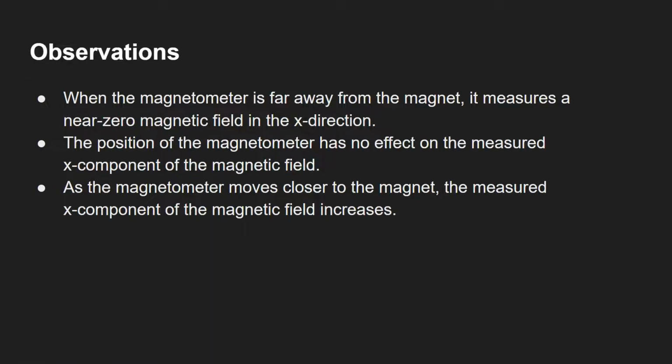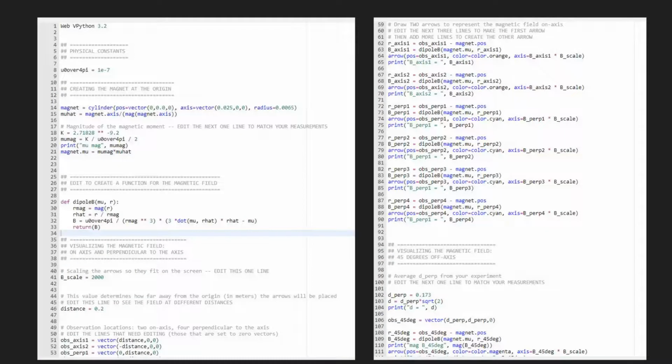Now for the observations, when the magnetometer is far away from the magnet, it measures a near zero magnetic field in the x direction. The position of the magnetometer has no effect on the measured x component of the magnetic field. And as the magnetometer moves closer to the magnet, the measured x component of the magnetic field will increase, as you would expect.